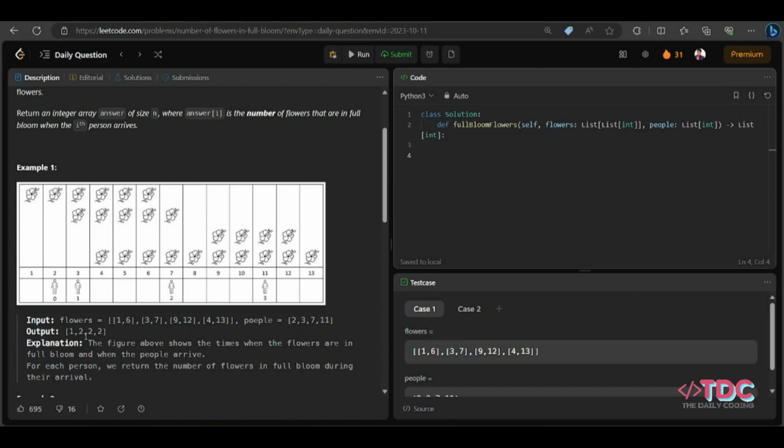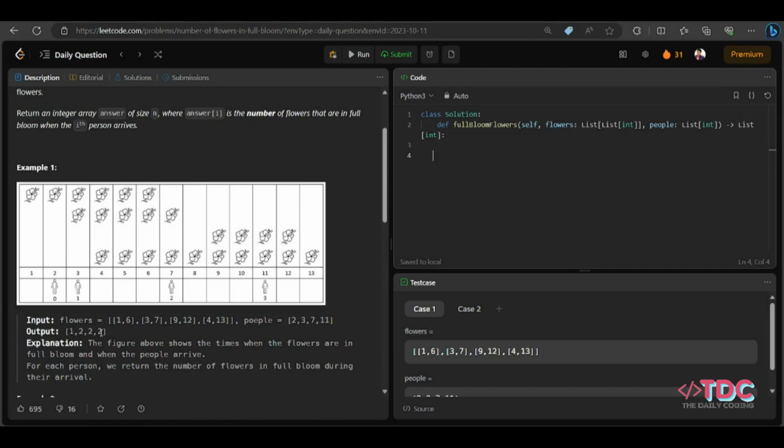The answer is 2. And the same for the fourth person, who arrived at time 11, so I will check: is 11 between 1 and 6? No. Is 11 between 3 and 7? No. Is 11 between 9 and 12? Yes. Is 11 between 4 and 13? Yes. So my count is 2, and I will put the answer 2. If you try to solve the problem in this way, it will solve your problem.